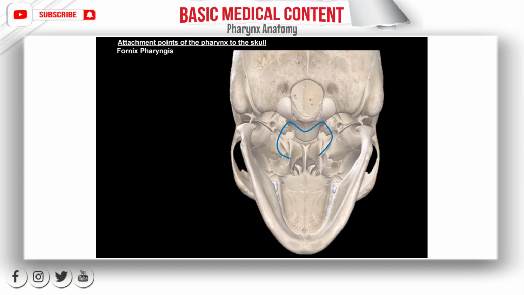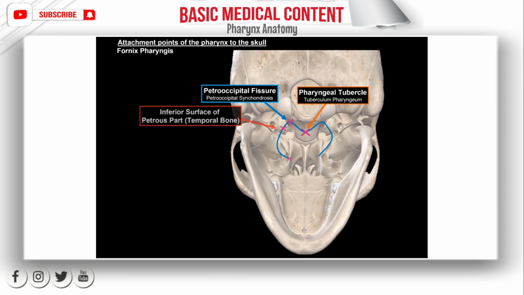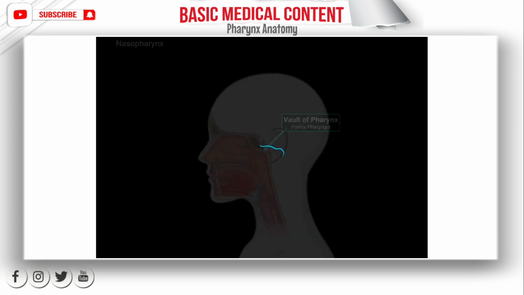But there are some important landmarks that should be noted when talking about the vault of pharynx, and they're highlighted here. We have the pharyngeal tubercle of the occipital bone, which is the basal part of the occipital bone. The next attachment point is where the occipital bone and the petrous part of the temporal bone fuse. The petro-occipital fissure is what it's called. It's also attached to the inferior border of the petrous part of the temporal bone, and it attaches to the medial lamina of the pterygoid process. So the pharynx is attached to these structures and forms the vault of pharynx.